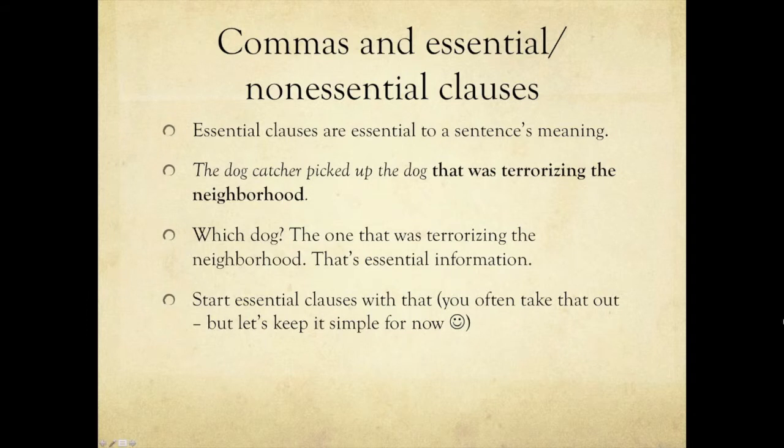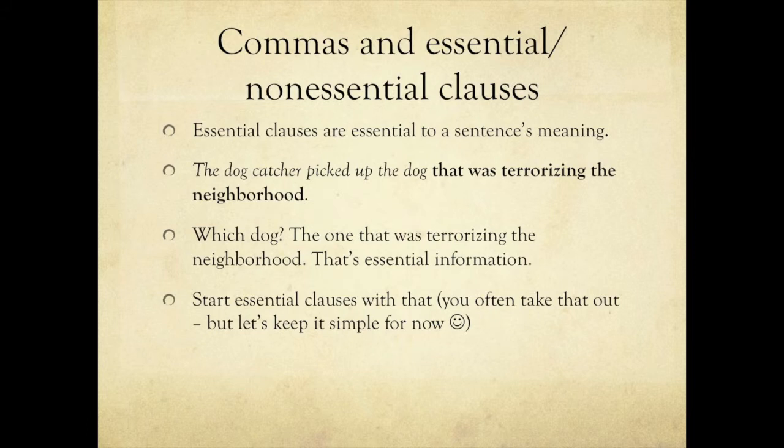Sometimes we don't actually need that. We've talked about that in our conciseness and wordiness section. Sometimes we can take it out, and the rule essentially is if you take that out and the sentence still works without it, then you can take it out, and that's fine. In this instance, we could probably take out "that was" and just say "picked up the dog terrorizing the neighborhood." Still makes sense, right? It's maybe a little awkward, and really what we want to do is write as less awkward as possible. But that is just one of the ways here that we start off these essential clauses. Again, we need to know specifically which dog that dog catcher picked up.